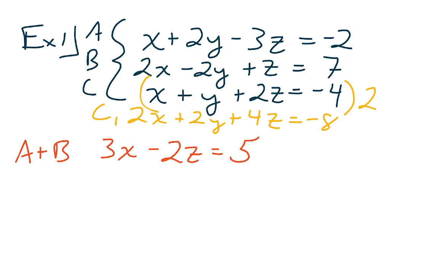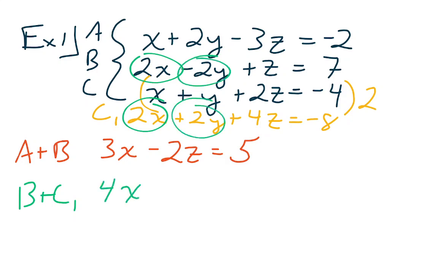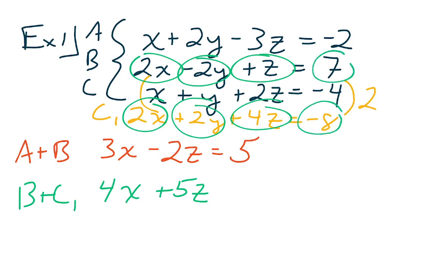What are we going to do? We're going to add B and C1. That's because when you add B and C1, we get 4x. You get the y's to cancel, that's the whole idea. And then you get your z's to be 5z. I'm circling these numbers just so you don't lose track of what I'm actually adding. So make sure you add 7 and negative 8 to get negative 1.